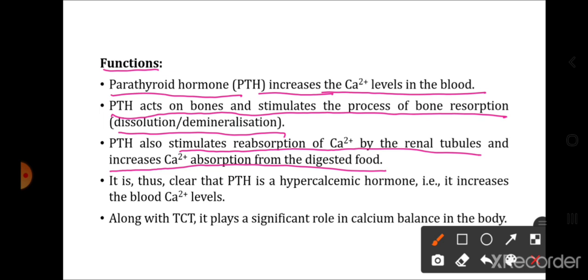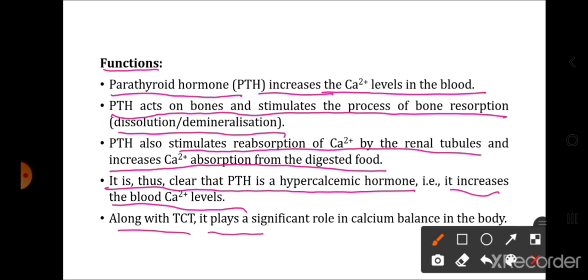ये सब condition से blood calcium level क्या होता है? increase होता है. And as this hormone increases the blood calcium level, this hormone is also called as hyperglycemic hormone. Hyper, increase, calcemic, that is calcium. It increases the blood calcium level. It is thus clear that PTH is a hyperglycemic hormone, that is, it increases the blood calcium levels. Along with TCT, that is thyrocalcitonin, it plays a significant role in calcium balance in body.